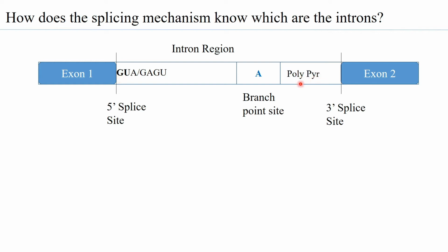While at the 3' splice site, there is a polypyrimidine tract. So there is a sequence of pyrimidines present just beyond the branch point site, followed by the 3' splice site that ends with the sequence AG. And this AG is highly conserved. So you can see that this is highly conserved, and this is highly conserved. Both are present at the borders of the exon 1 and the intron. Plus you have the branch point site, which is also conserved.